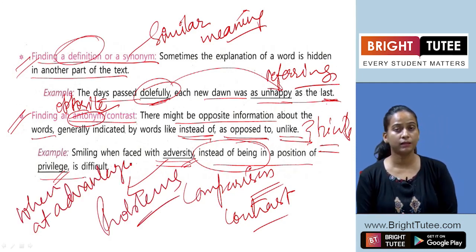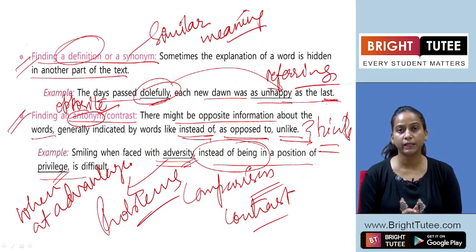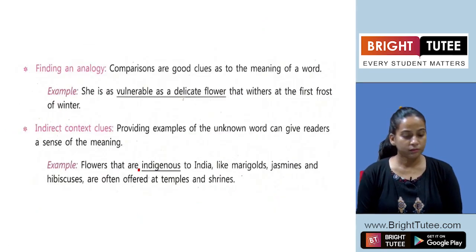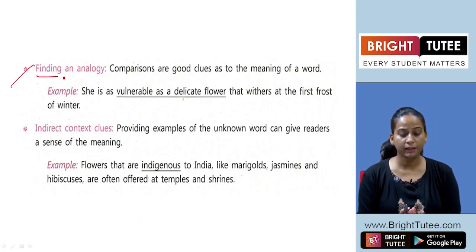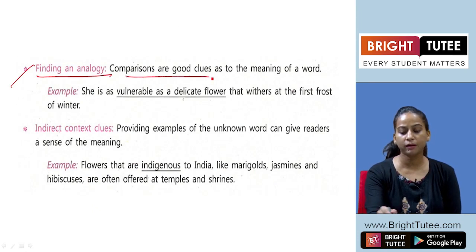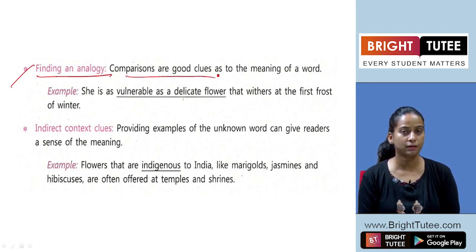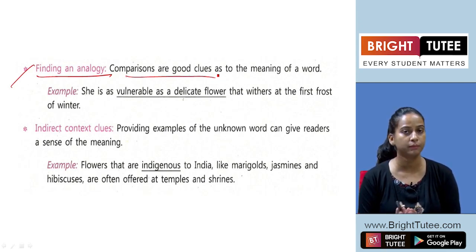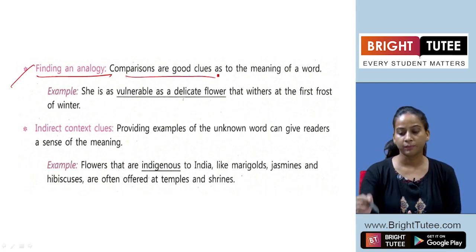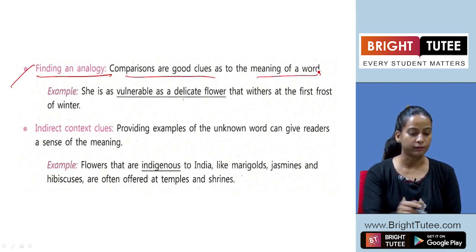So in this way, by following this technique of finding an antonym or contrast, we can get the meaning of the given word. Another technique we can take is finding an analogy. Finding an analogy means comparisons are good clues. When two things are given for comparison, it is a good hint or clue that we get to understand the meaning of the given text, or even the meaning of a word.